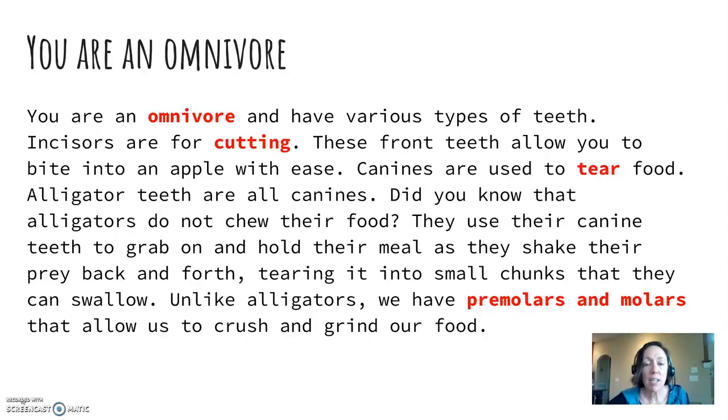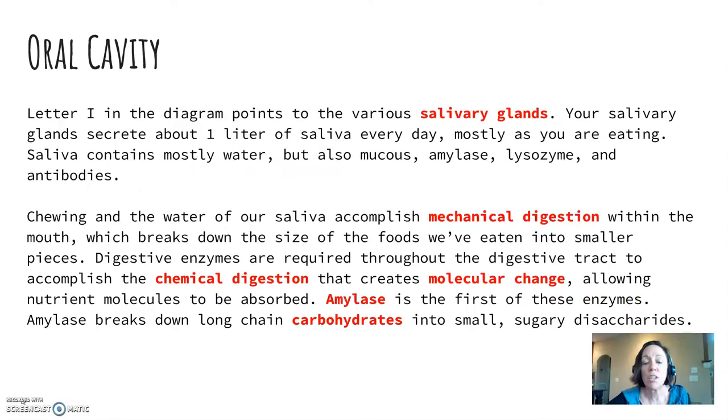Incisors are used for cutting. These are the front teeth, and they allow you to bite into an apple with ease. Canines, the pointy teeth in the corners, are used to tear food. Did you know that alligator teeth are all canines? Did you also know that alligators don't chew? They use their canine teeth to grab on and hold their meal as they shake their prey back and forth, tearing it into little chunks so that they can swallow those chunks whole. But unlike alligators, we've got premolars and molars, and those allow us to do some crushing and grinding of our food.